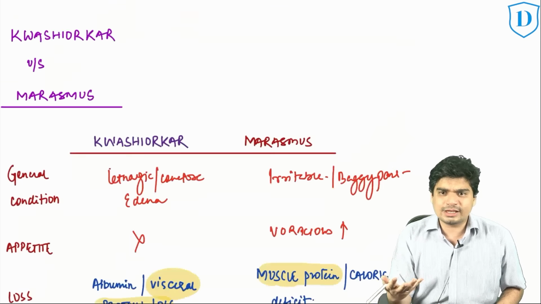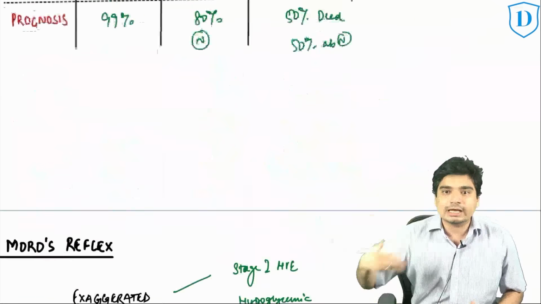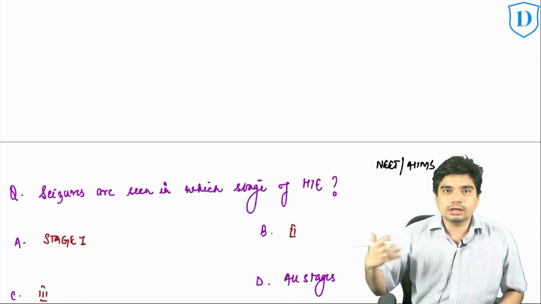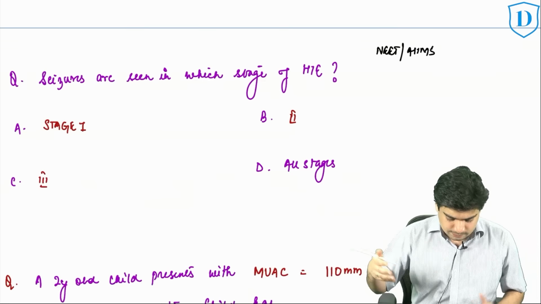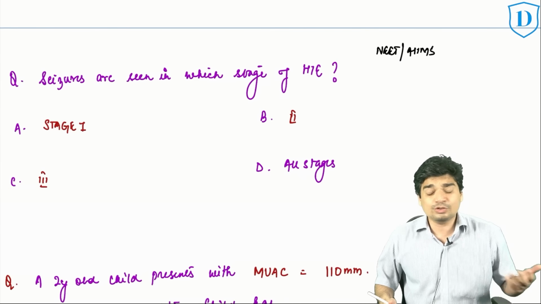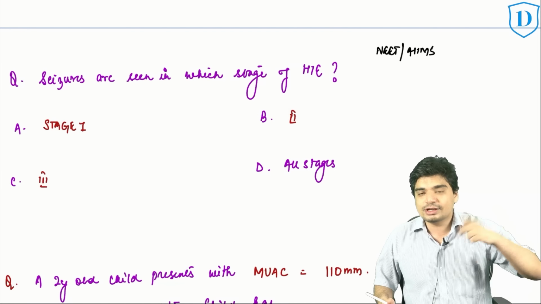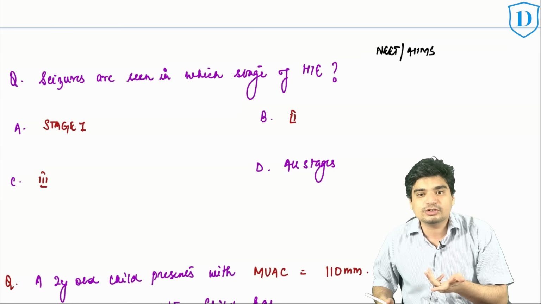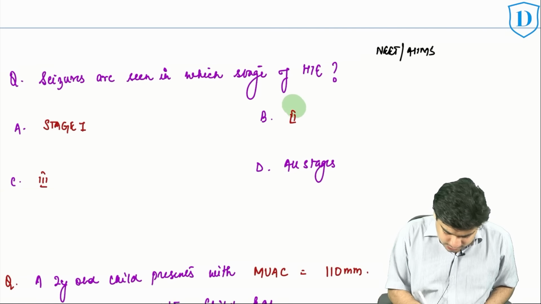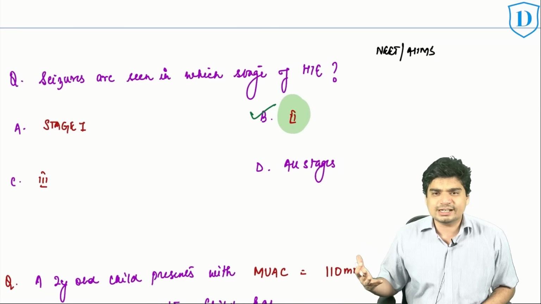Let's discuss some PYQs and see how this pattern keeps on getting repeated again and again in PYQs as well. Simple one. Seizures are seen in which stage of HI? So I told you, stage 1 is not severe enough to cause seizures. Stage 2, you have seizures. And in stage 3, you are brain dead, so how will you have seizures? So the answer here is going to be stage 2 HI. This is a previous year question, both as far as NEET and AIIMS is concerned.